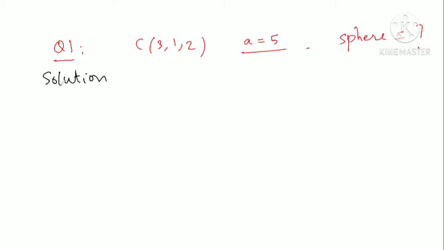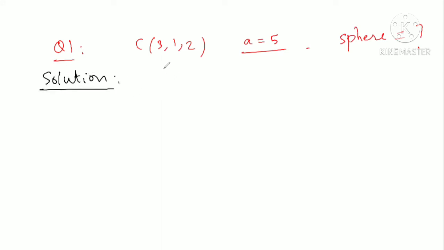Question 1. Find the equation of a sphere whose center is (3, 1, 2) and radius is 5. So a is equal to 5 in this case. We have to find the equation of the sphere.